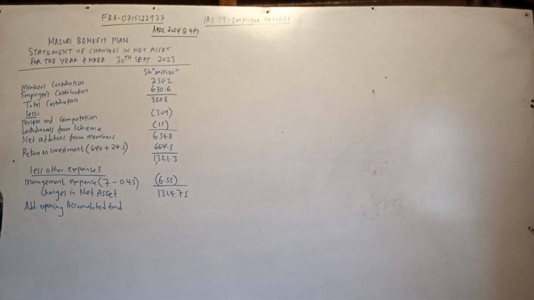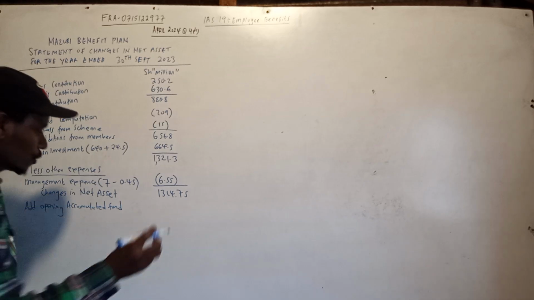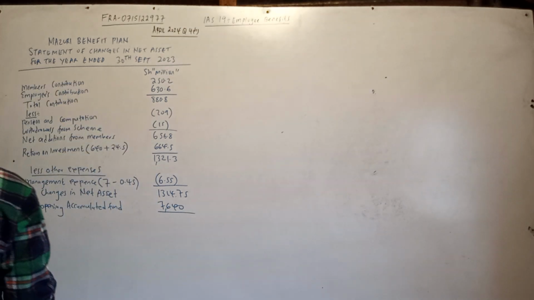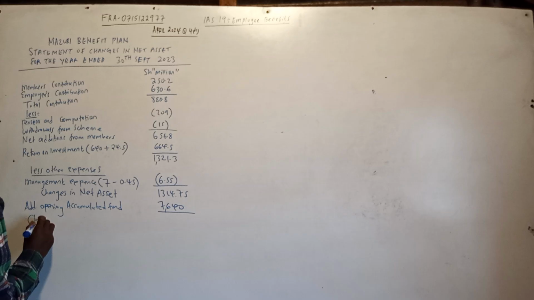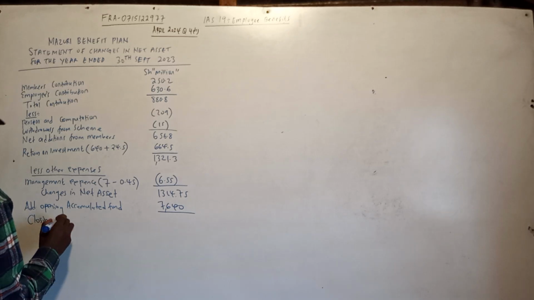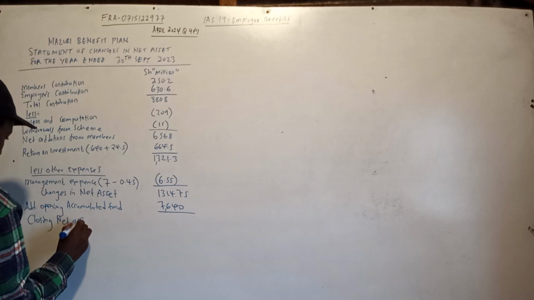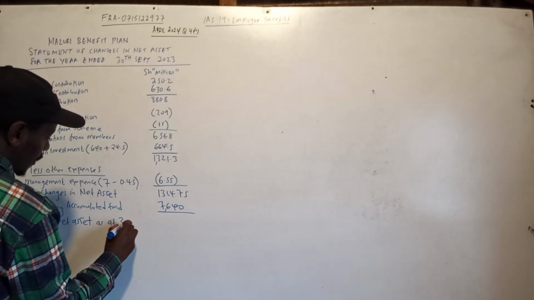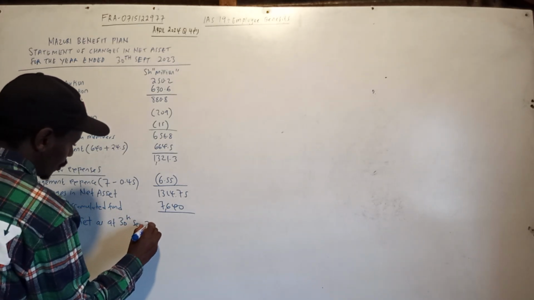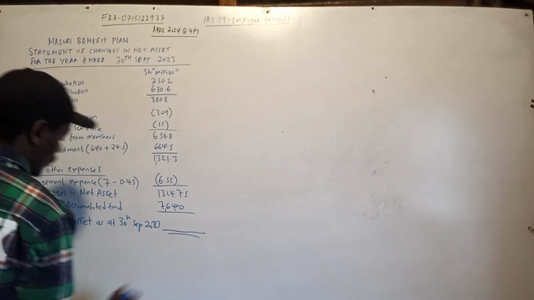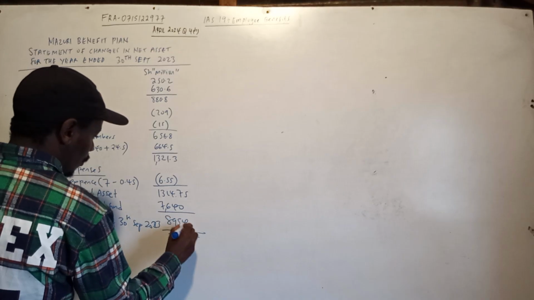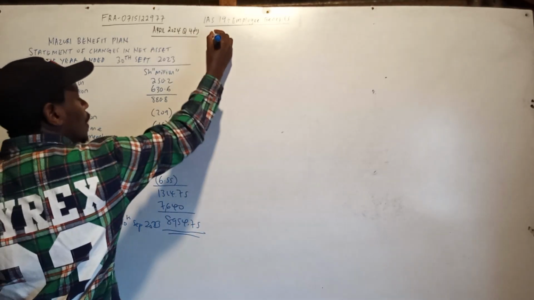So our opening accumulated fund in our statement as at 1st October 2022 is 7640. When you add them together, we shall get the closing net asset as at 30th September 2023. So how much is that when we add? 8954.75. Confirm with the calculator. That is part A. Let's go to part B.